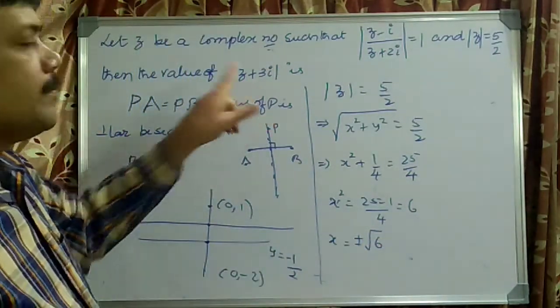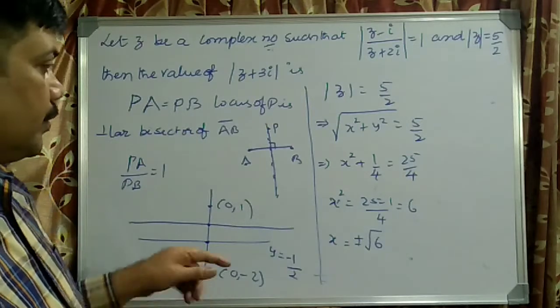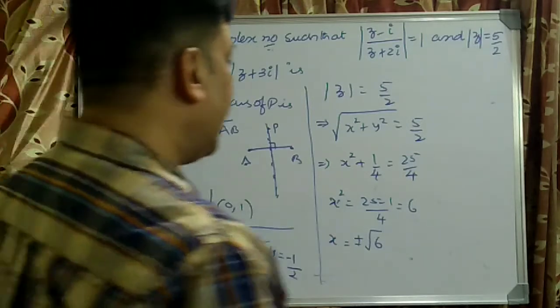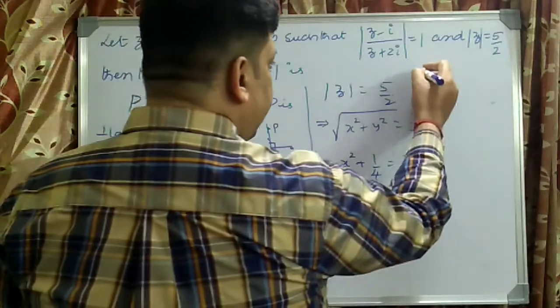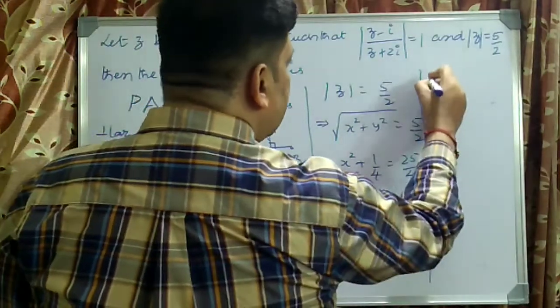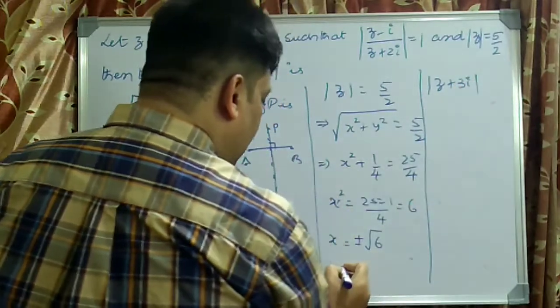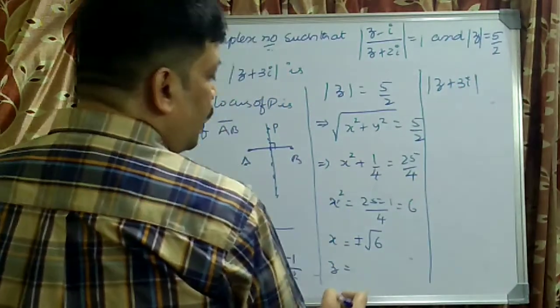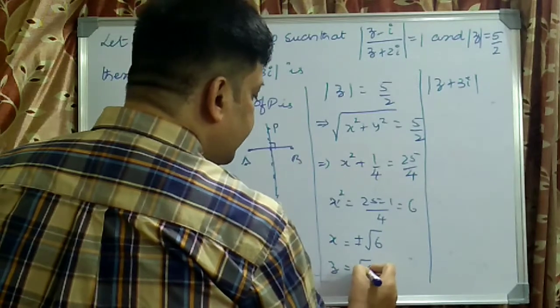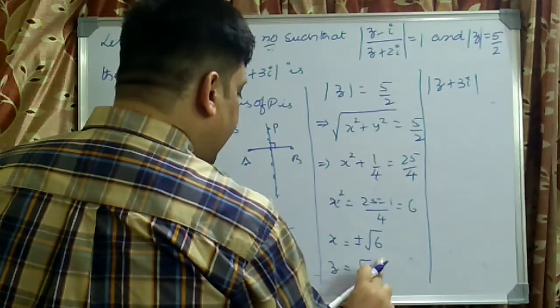I wanted modulus only here again. So what is the z value? What I want here is modulus of z plus 3i. So here I am writing that z is equal to plus or minus root 6 minus 1 by 2 i.